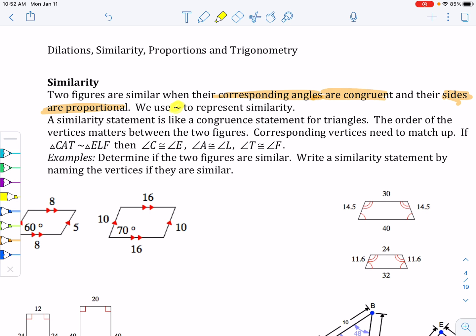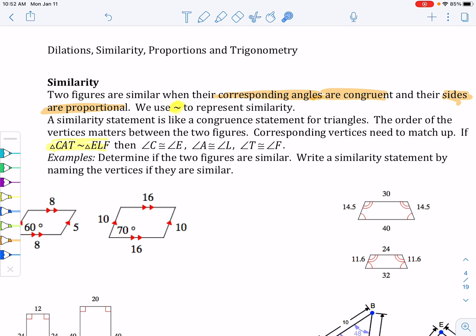So our similarity statements are similar to our congruence statements for triangles in that they have to match up the corresponding parts. So it's really important that you have that. For example, if we have triangle CAT is similar to triangle ELF, then we know that C and E are corresponding, A and L are corresponding, and T and F are corresponding.